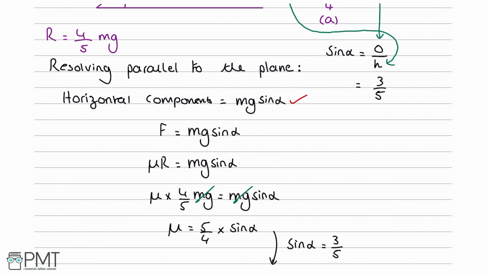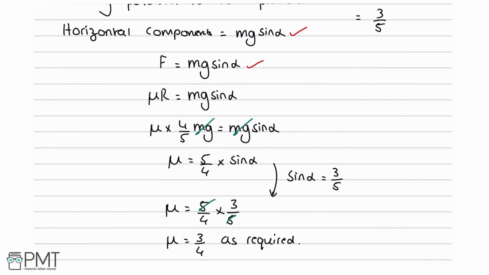Your second mark comes from using the fact that the block is in equilibrium, and that means that the frictional force F equals mg sine alpha. Your third mark comes from using that F equals mu R and then solving for mu, so getting up until, say, here. And then your fourth mark comes from using the fact that sine alpha is 3 over 5 and that mu equals 3 over 4 is required.